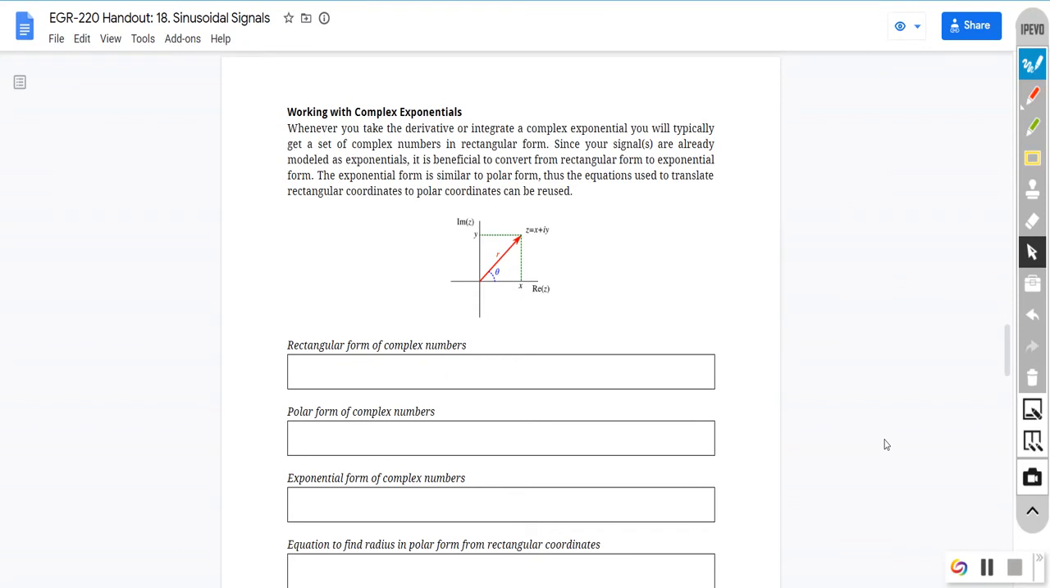Hello and welcome back to section 18. In this video we're going to look at how to work with complex numbers and complex exponentials.